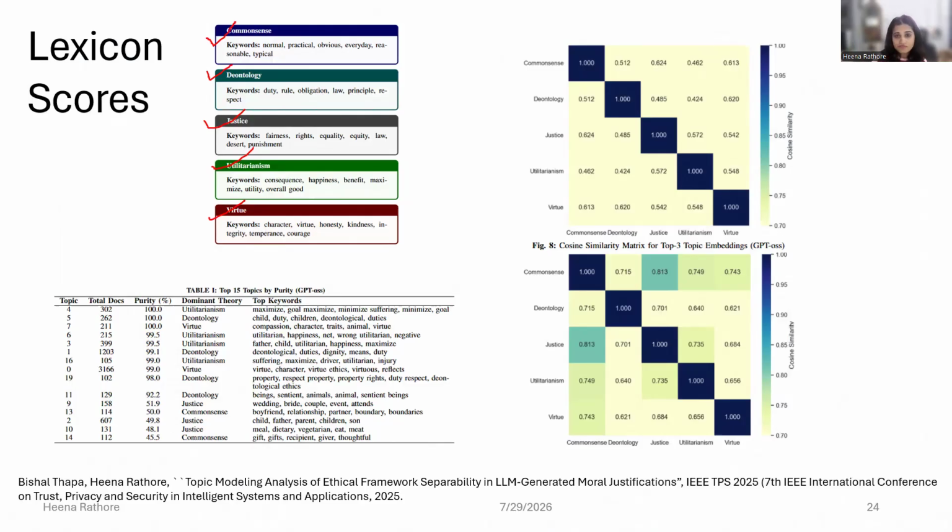And we found that the maximum score was 0.64 and 0.614, which is basically saying that common sense with justice had this much similarity in comparison to common sense with virtue. So this is a kind of similarity measure between these different ethical frameworks. We also looked at utilitarianism, where the top keywords produced by these large language models, 100% of the time, were words like maximize, goal, minimize, suffering, and so on. For deontology, it was using child, duty, children, and so on. So this kind of score can also be done to identify patterns at the word level and understand how similar they are to each other or not.